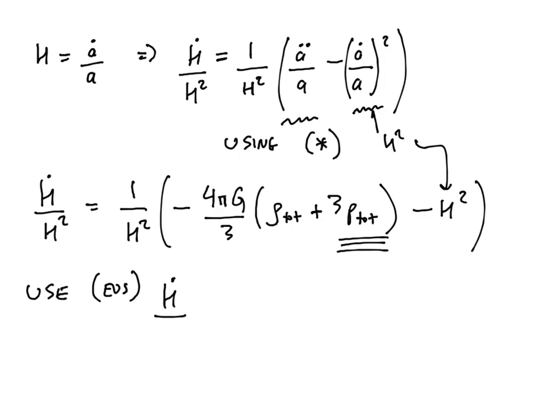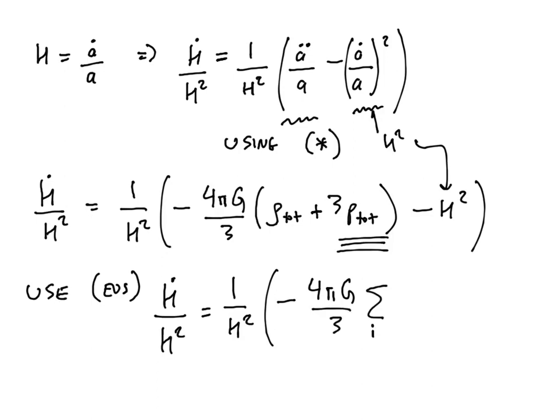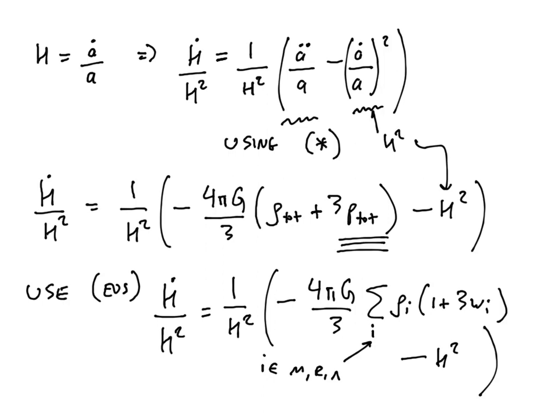Well, I get h dot over h squared equals 1 over h squared times minus 4 pi G over 3. Now I'm just going to sum this over i, where i runs over matter, radiation, and vacuum. And I get something that looks like this: 1 plus 3 w_i times rho_i. And of course there's this minus h squared left over as well. All right. So this sum over i, just to remind you, runs over matter, radiation, and vacuum. All right, so now we have an expression for h dot over h squared.